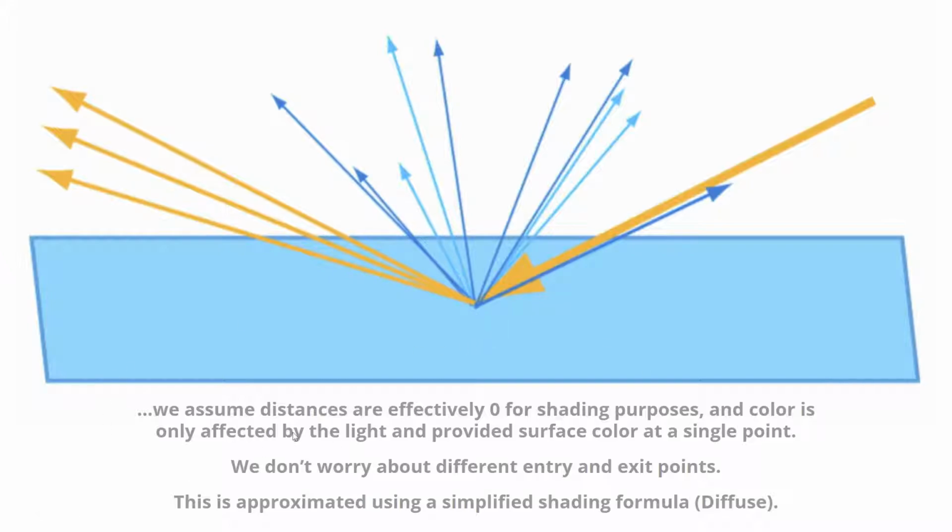So when that happens, for shading purposes, we assume that the distance is just zero, and the color is only affected by the light and provides surface color at a single point. We don't worry about the entry and exit points, and this is when we use that approximation with diffuse. So we're using a simplified scattering simulation with a simple formula, which is what we think of as a diffuse shading component. And there are different ways you can calculate and show that.